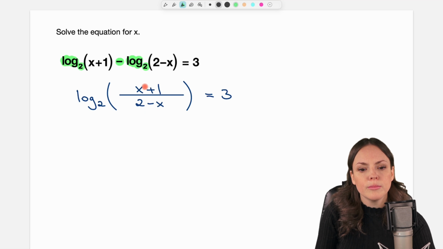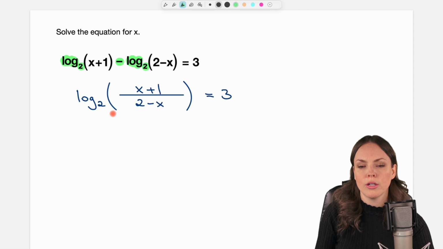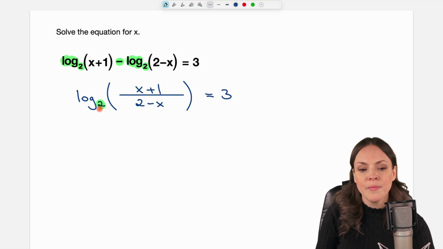Okay, so instead of these two separate logarithms, we now only have this one big logarithm. We still have the problem that our x is inside of this logarithm, so we still have to get our x out of here. So we have to get rid of this log base 2. How can we do that? Well, the base helps us. We have base 2 here. We can get rid of log base 2 by doing the following.